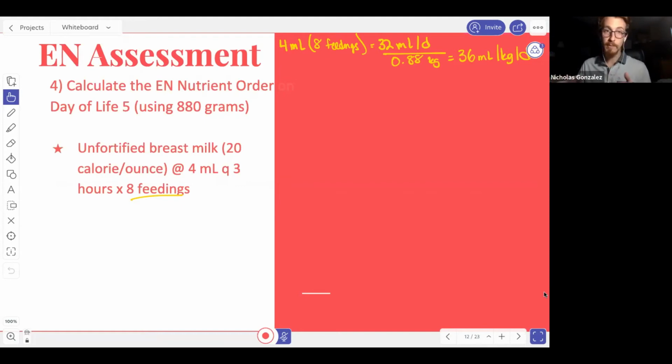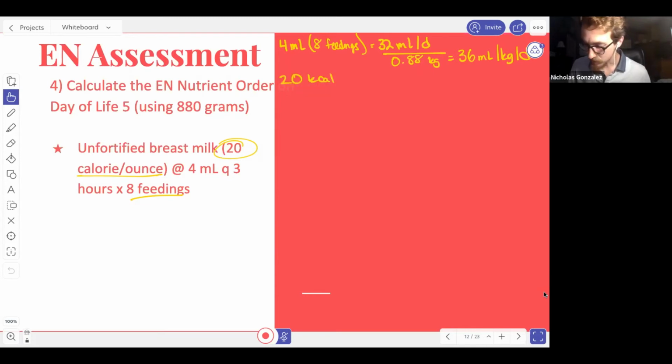So now that we have that, we want to figure out the calories and the protein that the infant is going to be receiving using unfortified breast milk. So we see here that we have 20 calories per ounce, and we know that that's not what we're going to use to solve this. We deal with it in calories per milliliter, not calories per ounce. So we're going to go ahead and do that conversion here.